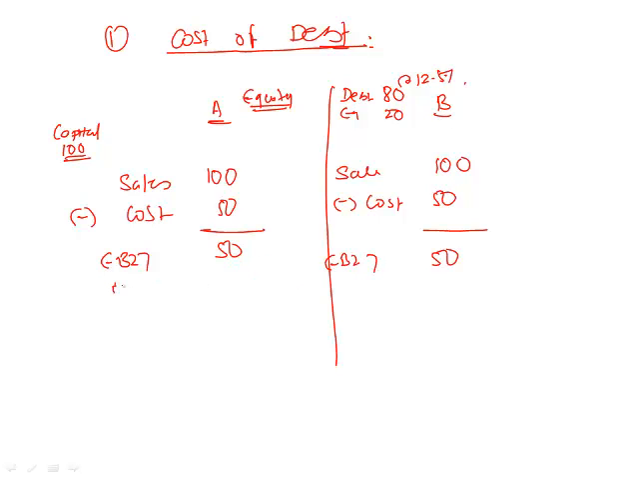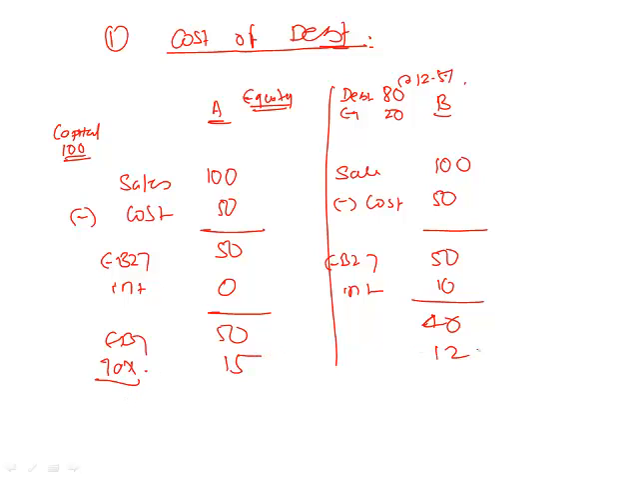From your EBIT, let's reduce interest. 0. Interest is 10. What you get is EBT 50, EBT 40. Let's assume a tax rate of 30%. 15, 12. Let's find out the final profit. Let's find out the difference between the two profits. It's 7, not 10.